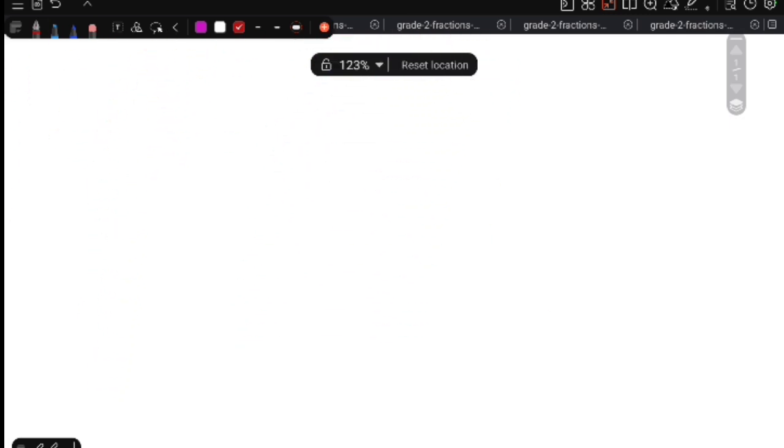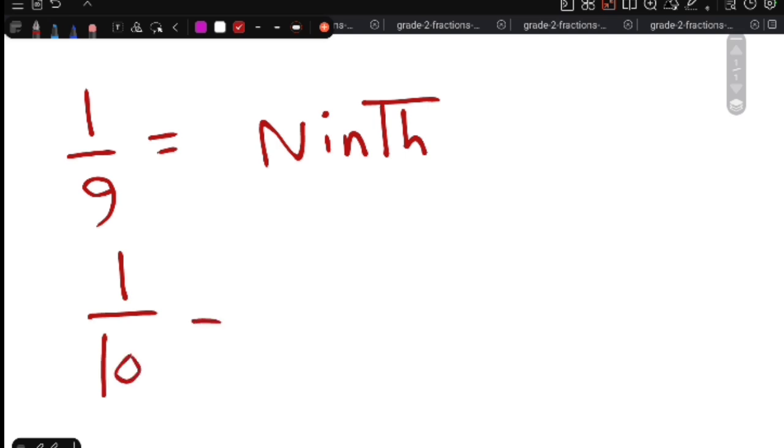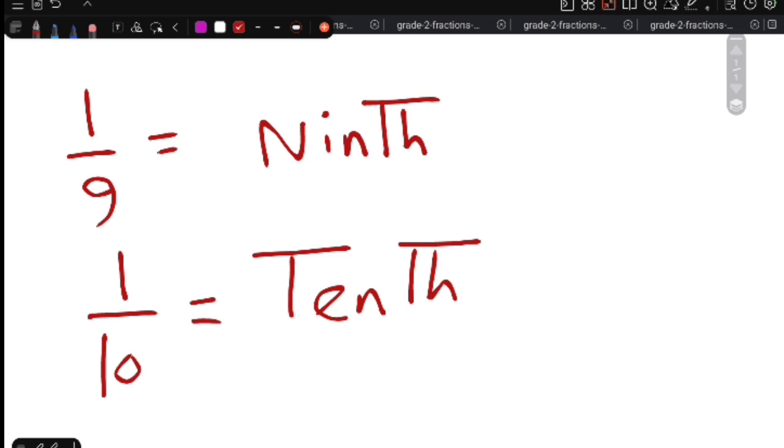Another fraction, 1/9, it's called ninth. 1/10 is called tenth. 1/10.